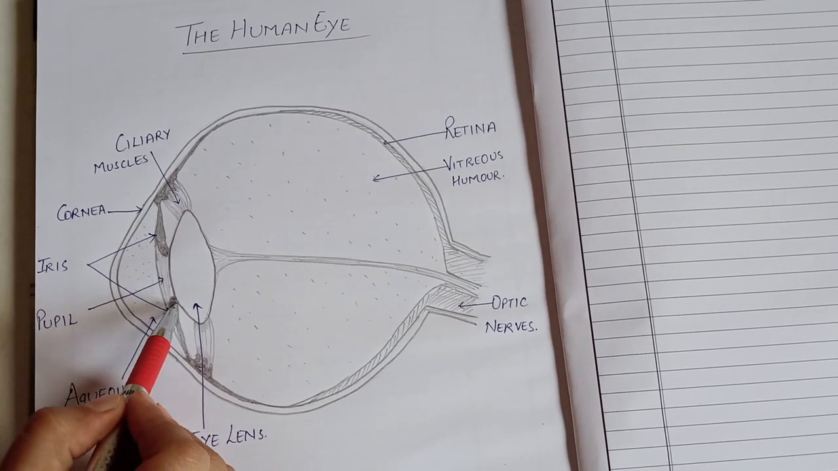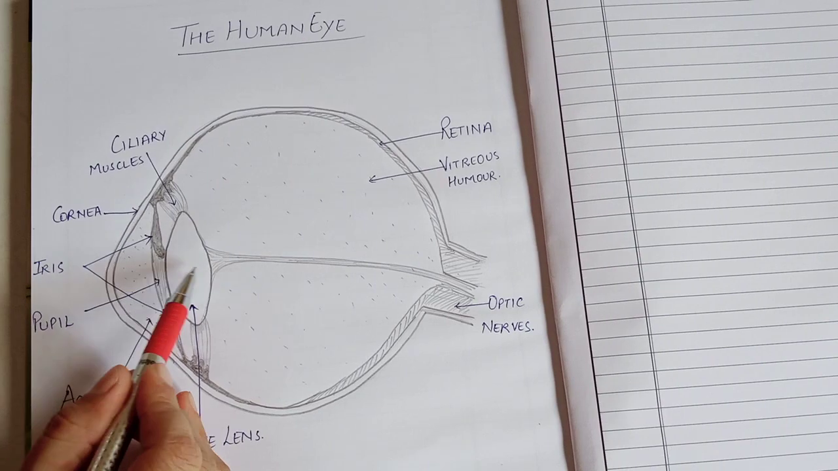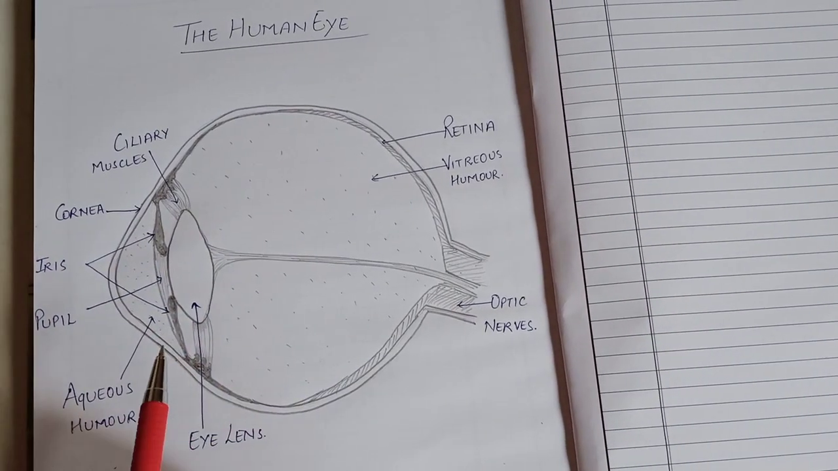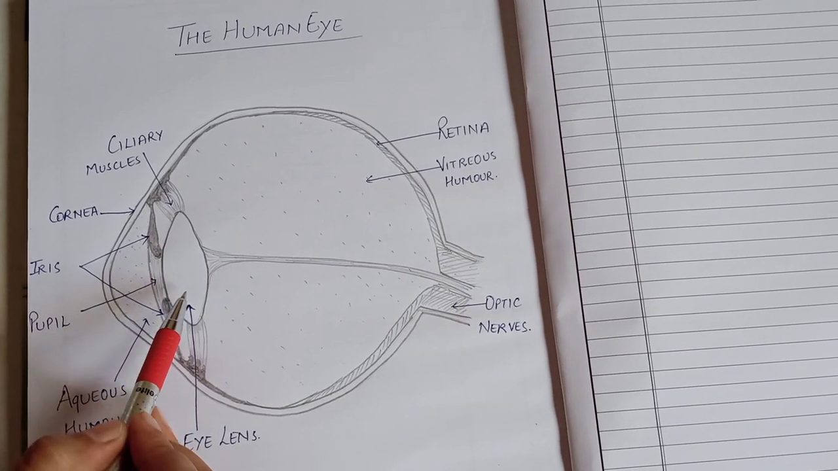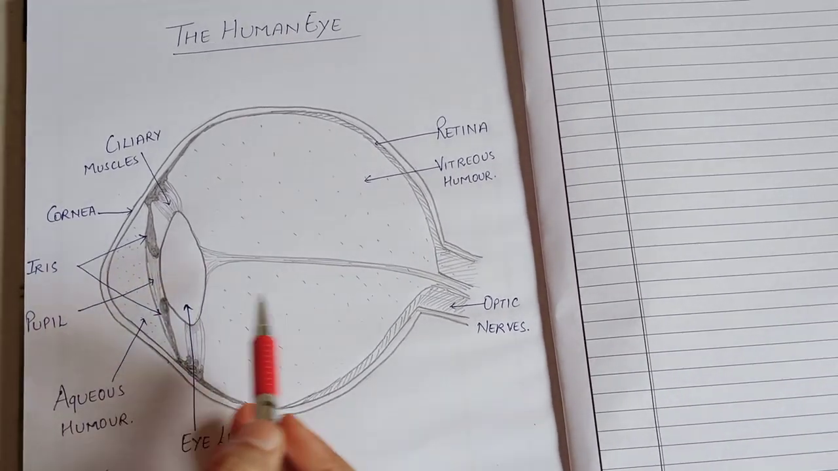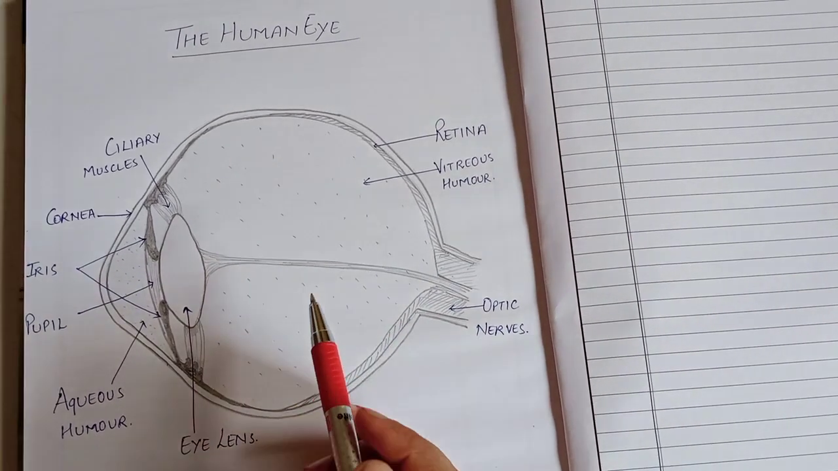Just behind the iris, you can see there is a biconvex lens called the eye lens. It is also made up of a special type of transparent muscles which focuses the light on the backside and helps us to see things.